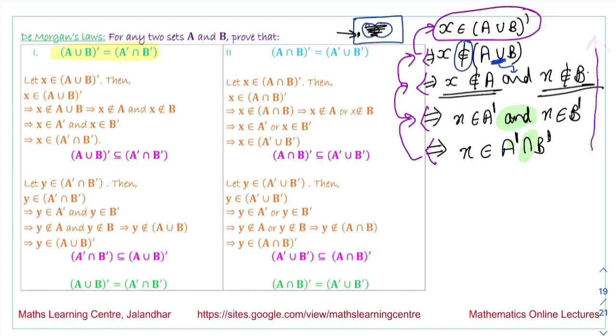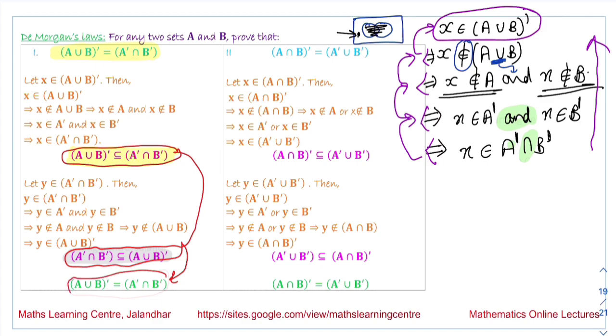So these are just the reverse steps we are talking about. From the two results we obtain that (A union B) complement is a subset of A complement intersection B complement, and A complement intersection B complement is a subset of (A union B) complement. Combining both these results, we obtain the given result that (A union B) complement is equal to A complement intersection B complement.